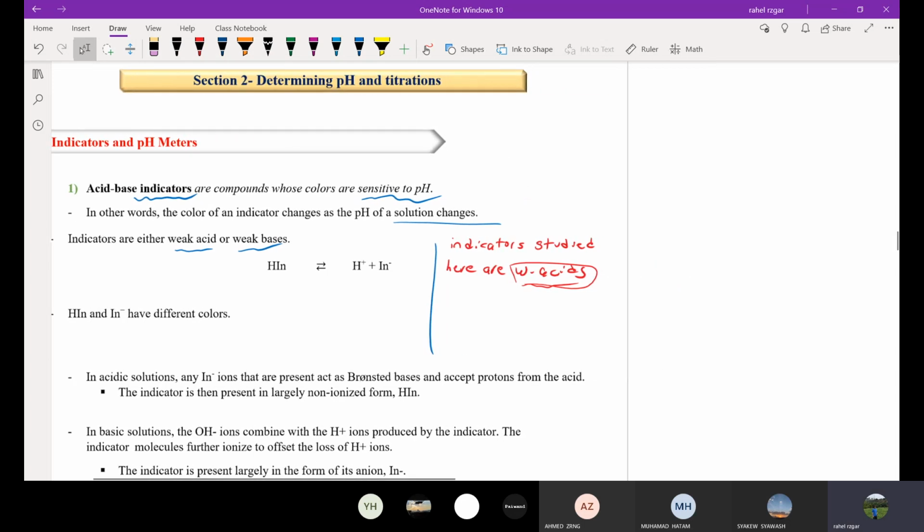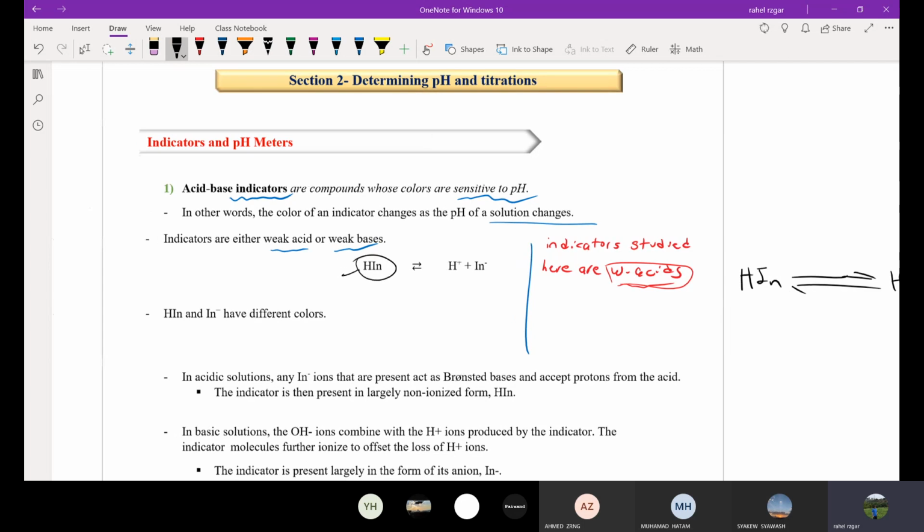HIn means indicator. So this is the indicator molecule. In means indicator. The In comes from indicator. So it's a general formula for indicators. We don't have a specific formula. We don't have a specific structure, just a name.